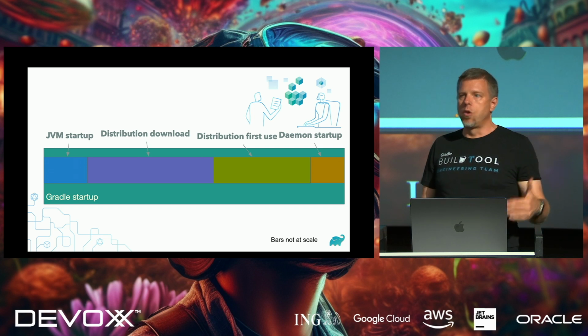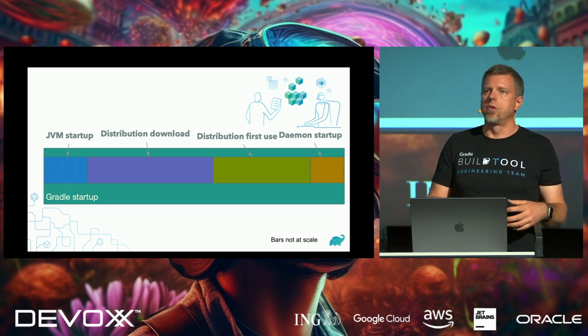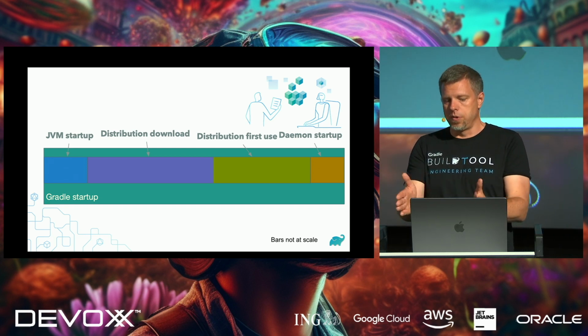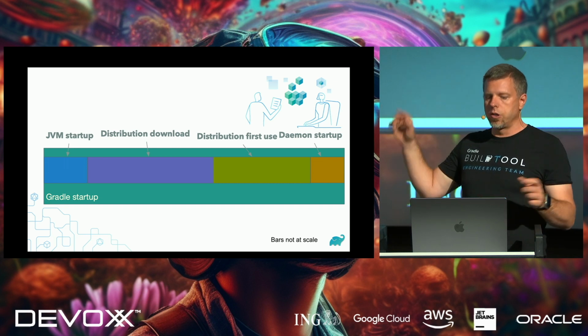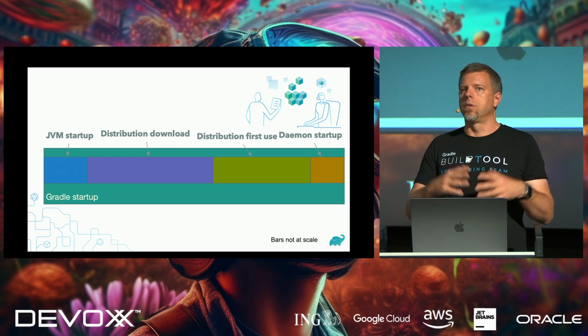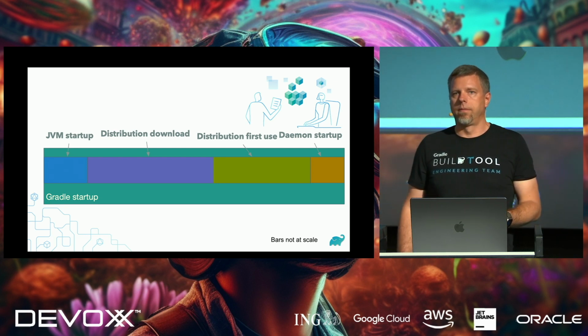Once the distribution has been downloaded, we have to prime it for use. So Gradle, in order to reduce the size of the distribution, has a couple jars that are generated at runtime. And so this happens in that green bar. So none of the bars are at scale, because again, scale could be very different depending on the build profile you have. And then finally, we will start the daemon.